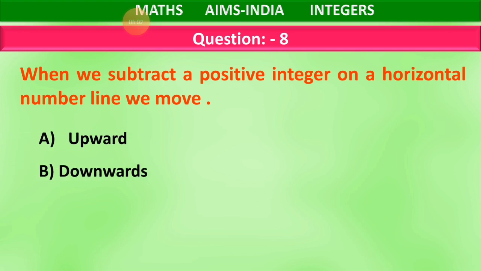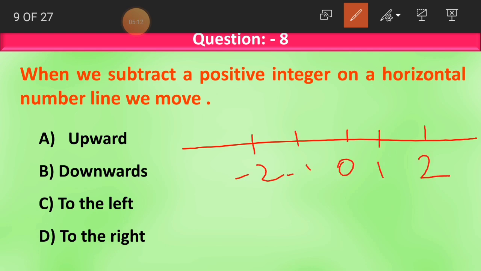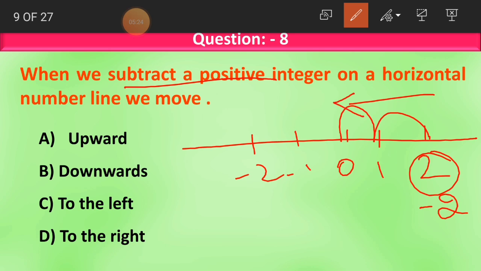The next question is, when we subtract a positive integer on a horizontal number line, we move A. Upward, B. Downwards, C. To the left, D. To the right. Again, what are they saying? On a horizontal number line, when we subtract a positive integer, I'll say 2 minus 2. In which way will I move? 1, 2, I'm moving in the left direction.